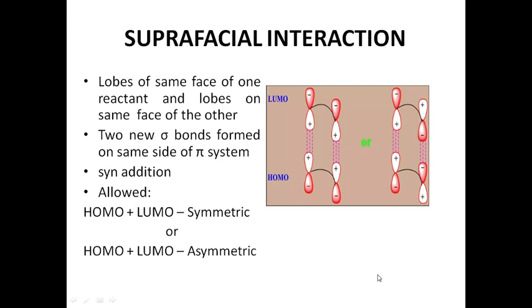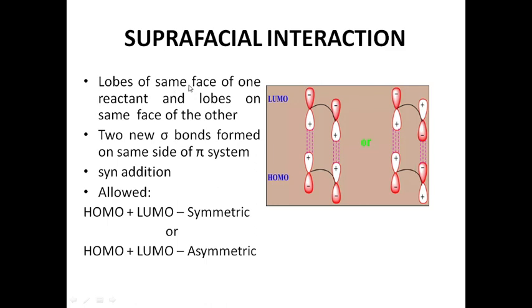So how do these orbitals overlap? Say HOMO and LUMO. If both are symmetric, the HOMO of the donor and the LUMO of the acceptor, like it is given in this diagram, then they can overlap like this without any strain. It's easier for them to overlap. Say if HOMO and LUMO both are asymmetric like this, then also the overlap is easier.